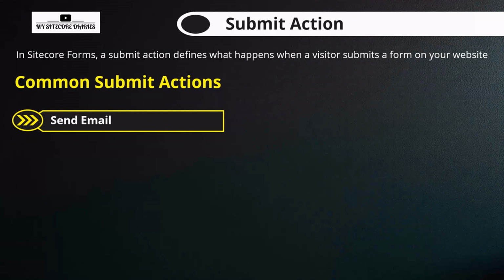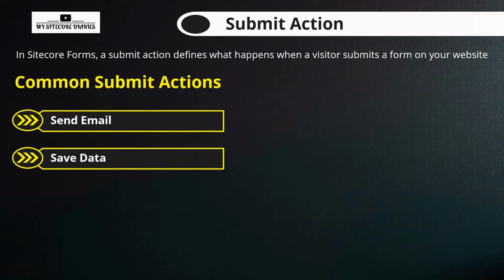Send email. First up, the send email. This action triggers an automated email to specified recipients, such as a confirmation email to the user or a notification for your team. So send email is one of the submit actions which you might use in your project. Then save data. I think this is the most common one, and we have also used it in our example. So save data ensures that the form submission data is stored in your Sitecore form database for future analysis and reporting.